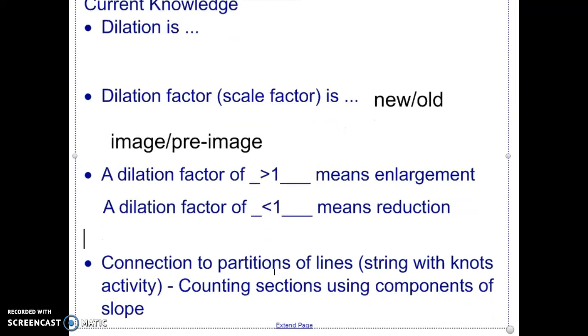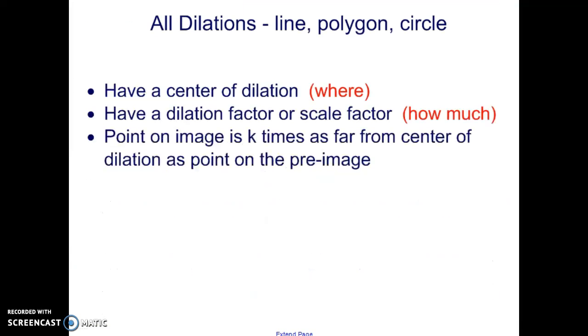The other thing we're going to use today that we did before was the partitions of lines. So back when we had the yarn and we tied it into knots, and then we talked about how much it is to get from one knot to the next knot. And when we put that on a grid, we said we'd go over 3 and up 2 to get to the first knot, and then over 3 again and up 2 to get to the second knot, and over 3 and up 2 again to get the third knot. That idea of doing the sections is going to come in handy for today too.